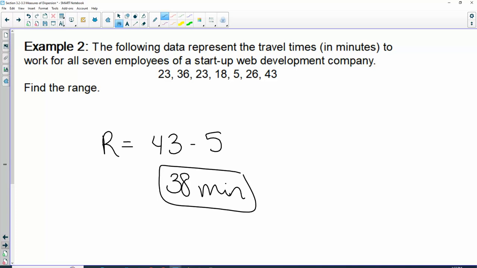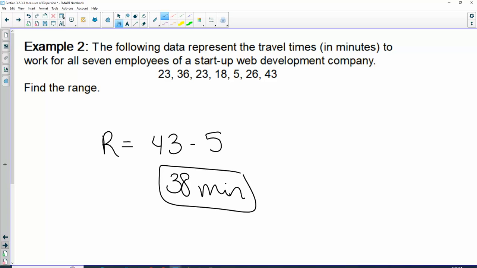Now range doesn't really give us a whole lot of information because we don't know, is it just one high value or did we have a lot of high values? So it's kind of like a mode. We can find it, but we're not going to use it a whole lot.